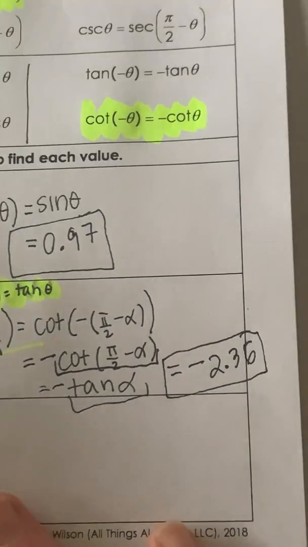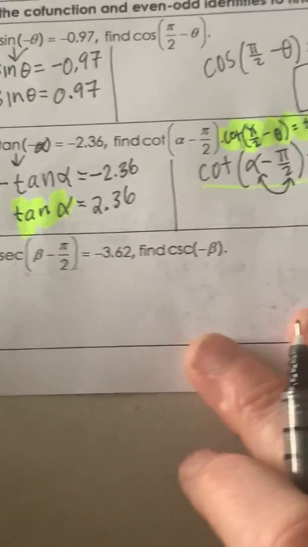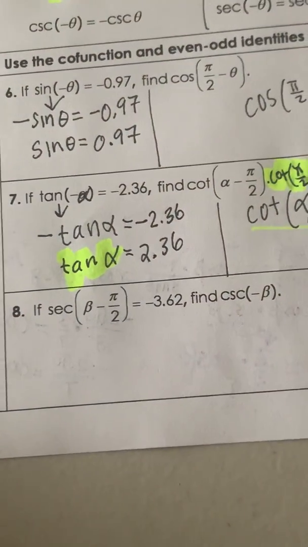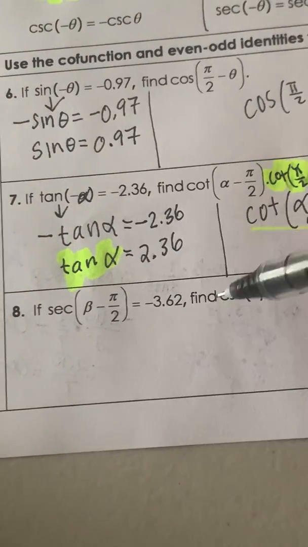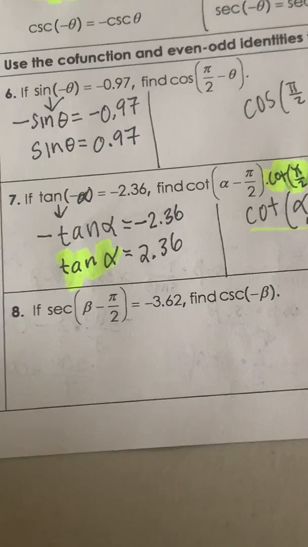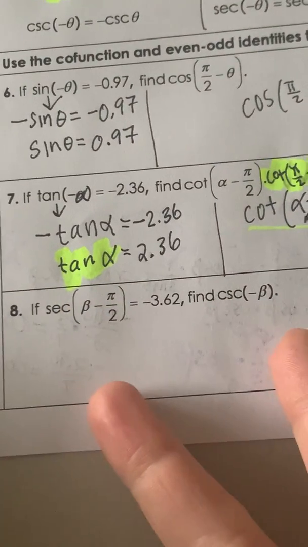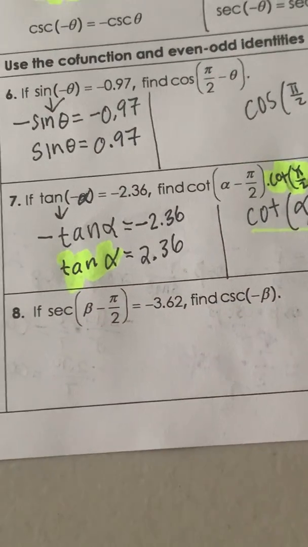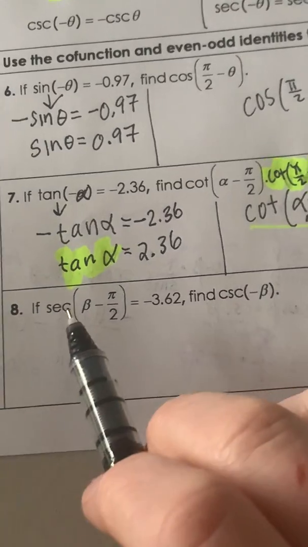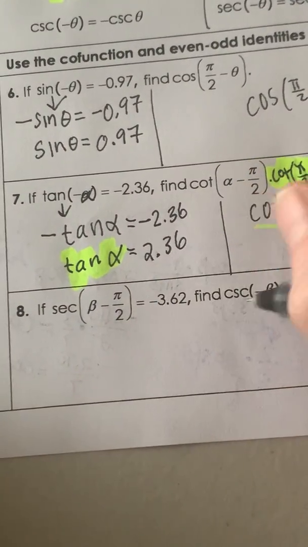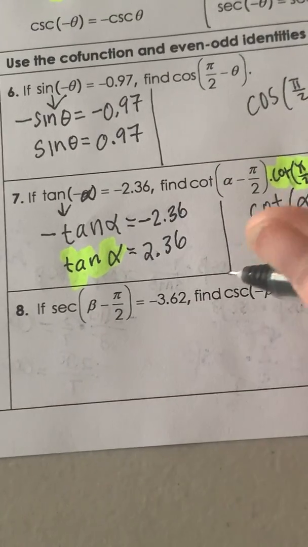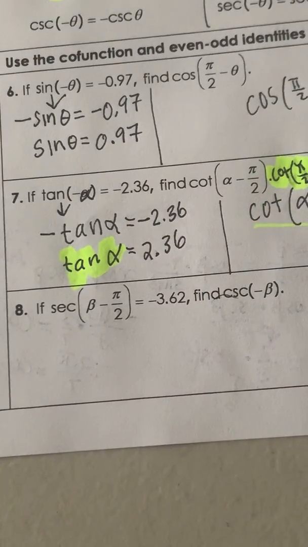Okay, last one here. Secant beta minus pi over 2 is negative 3.62. Find cosecant of negative beta. These are kind of flipped around from what we've been doing first. So let's try to write secant beta minus pi over 2. Let's try to solve that and then we'll translate to cosecant.